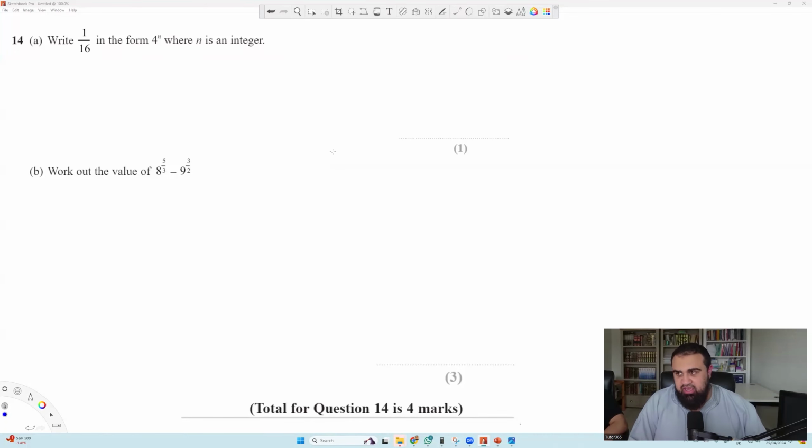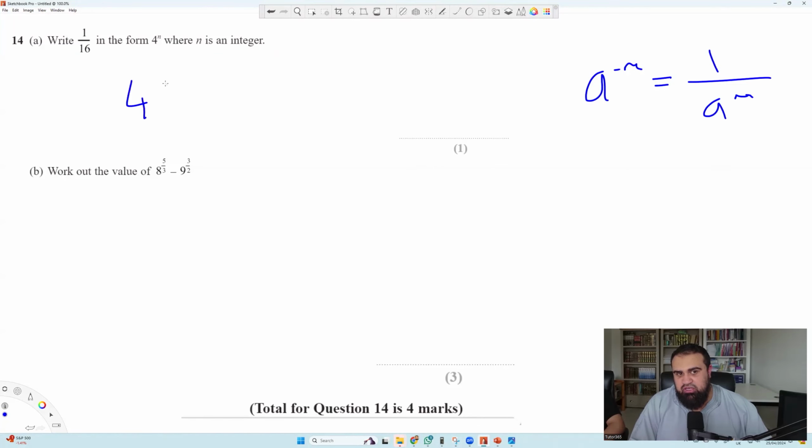Okay, guys, for this question, question number 16, it says write 1 over 16 in the form 4 to the power of n. One thing you need to remember is that a to the power of minus m gives you 1 over a to the power of m. So you need to do this in such a way where you get 1 over 16.